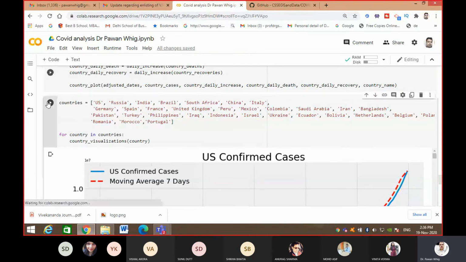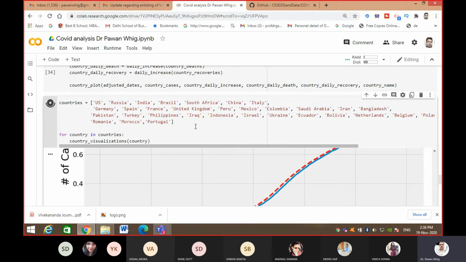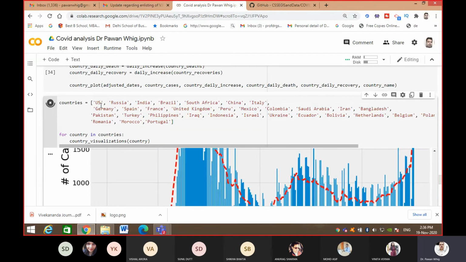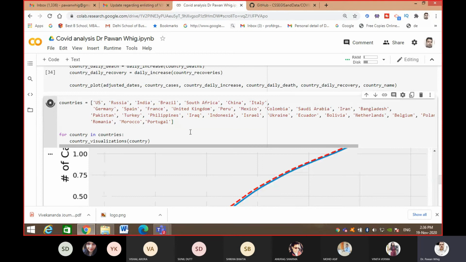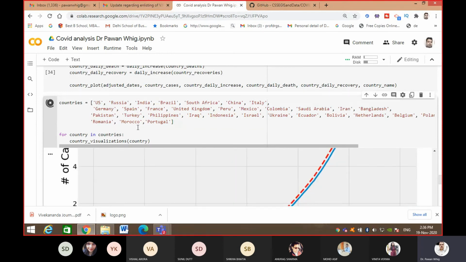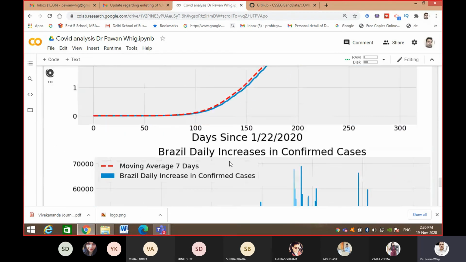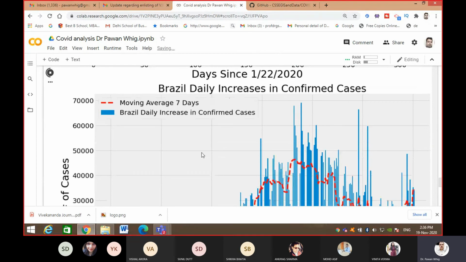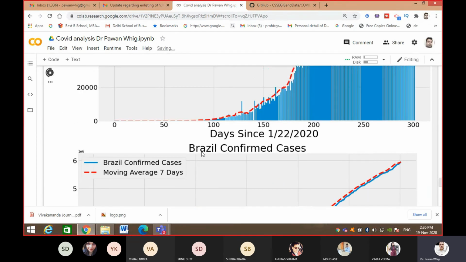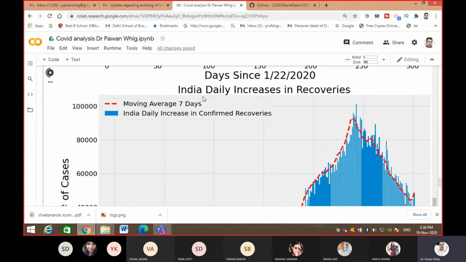Still, we will plot it for all. Let us plot it for all first. It will take some time because all the countries, China, Italy, all the countries, now the plots are there. Brazil confirmed cases. It will take some time because it is going to plot all the countries' data. You can see India.